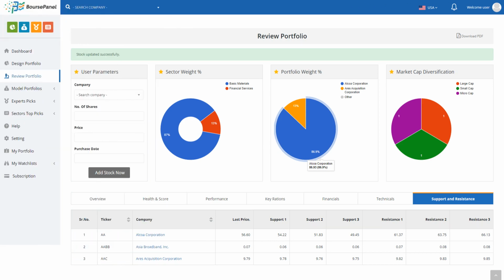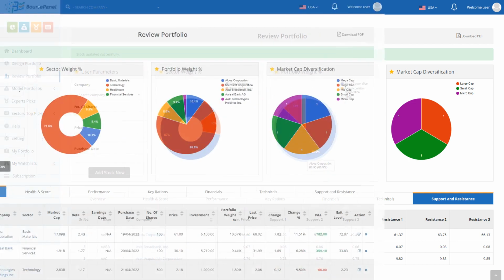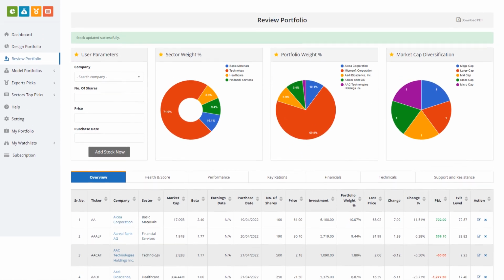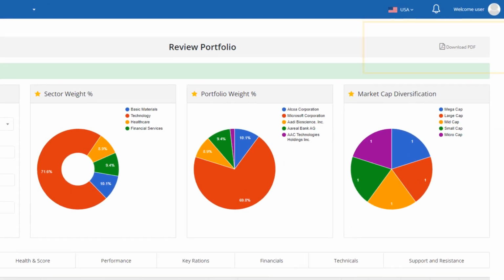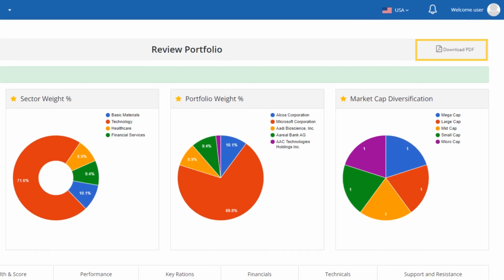Now we have our sample stock market portfolio ready. Let's add the stocks and review this portfolio. You may also download your portfolio review in PDF format from this link.